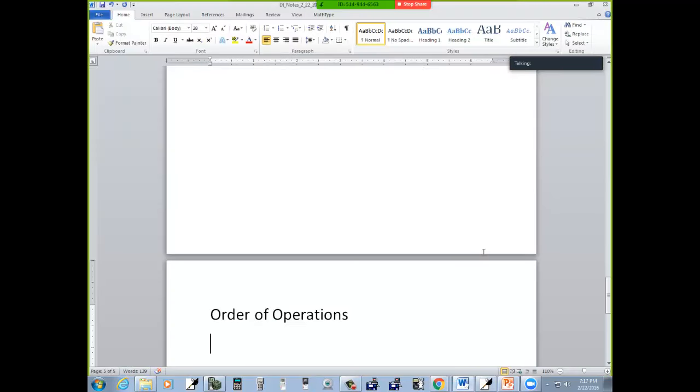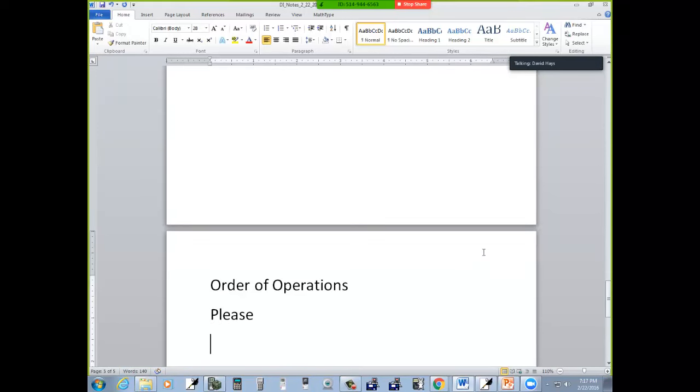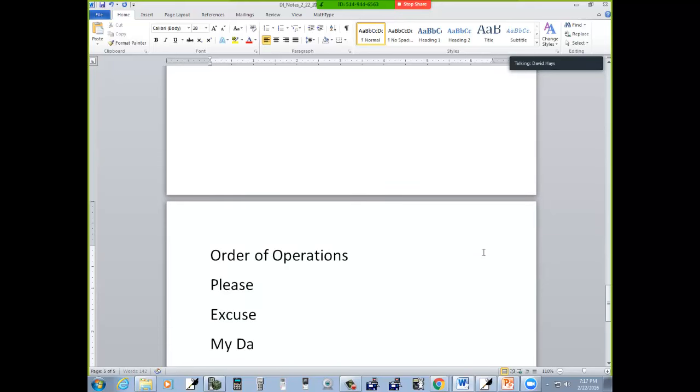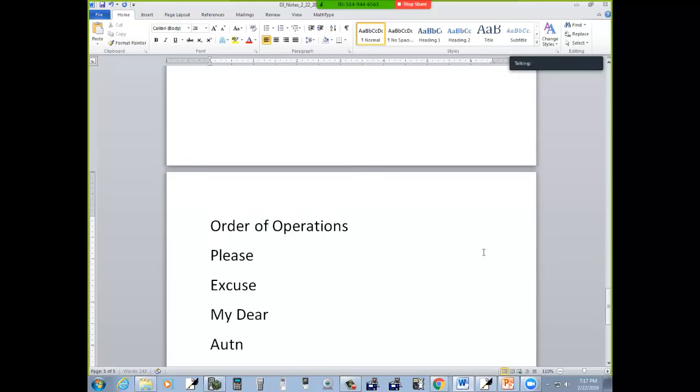Now, I'm trying to think what the name of it's called. It's a clever little rhyme that helps you remember what to do. Please excuse my dear Aunt Sally. Now, the first letter of each tells us what to do.